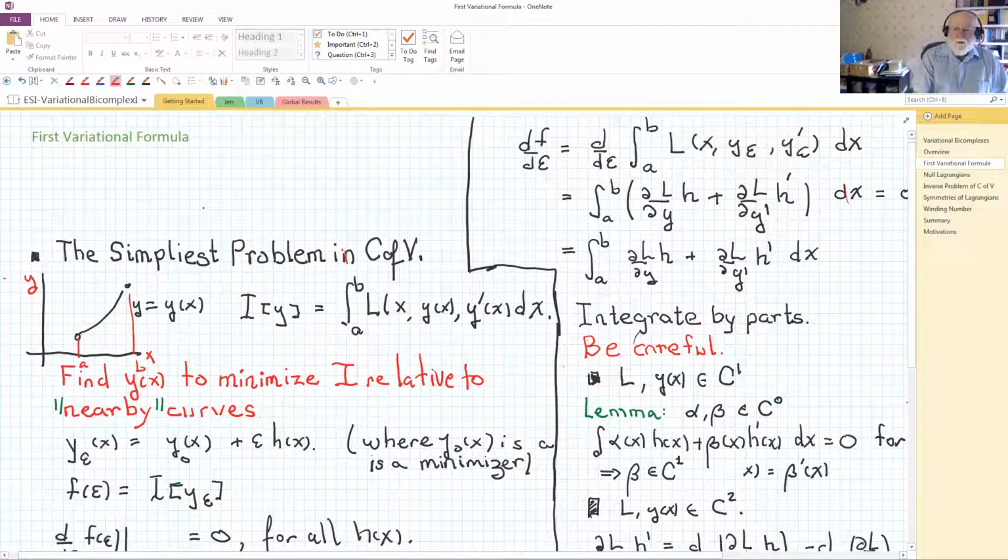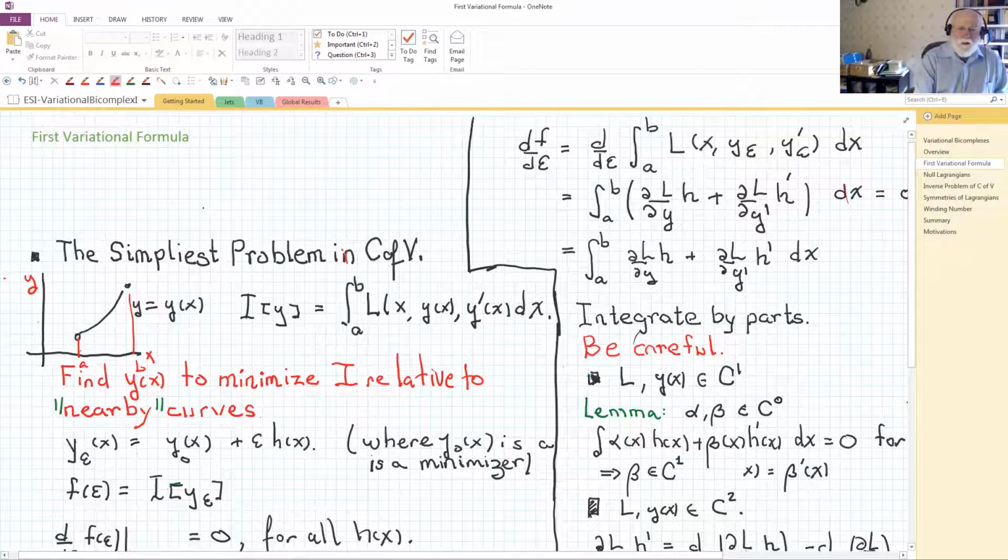And we want to look at the following functional on curves. It's the integral from A to B of some expression involving the independent variable x, the dependent variable y, and its first derivative. And the problem, as I think many people know, is to find those curves joining these two points which minimize this. In physics this is called the action integral. In calculus of variations, this is sometimes called the fundamental integral. And the goal is to minimize I relative to all nearby curves.